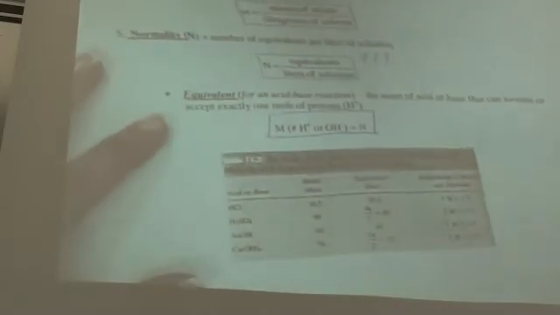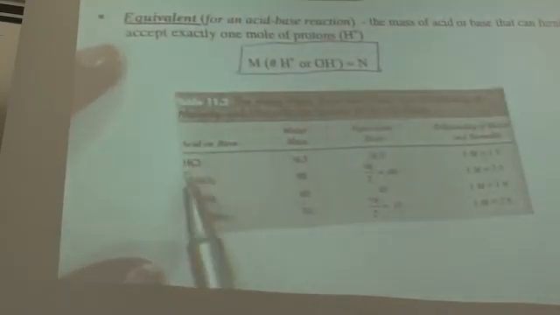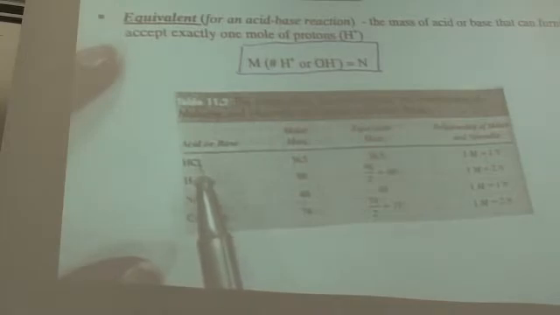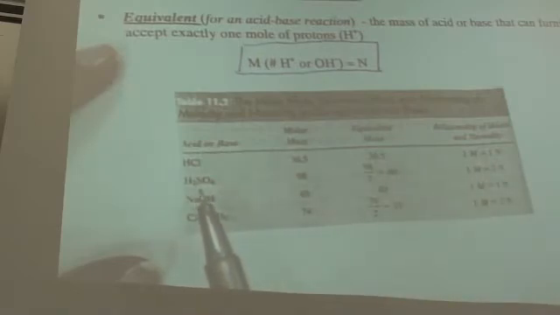So if you look at this little chart, HCl has 1 proton to throw into the mix, so something that is 1 molar HCl would be also 1 normal. H2SO4, sulfuric acid, has 2 protons to throw in, so something that is 1 molar would be 2 normal. NaOH has 1 OH ion, 1 molar equals 1 normal. Calcium hydroxide has 2 hydroxides, 1 molar equals 2 normal.